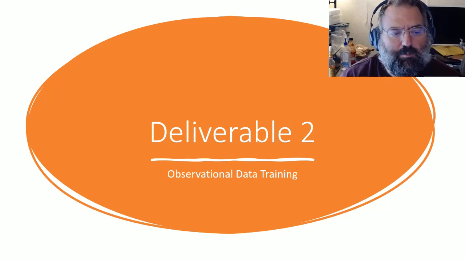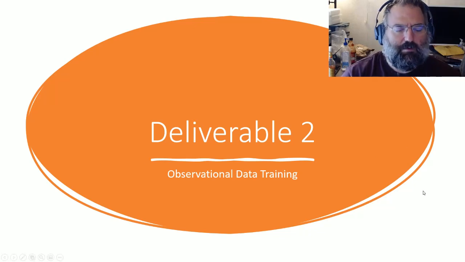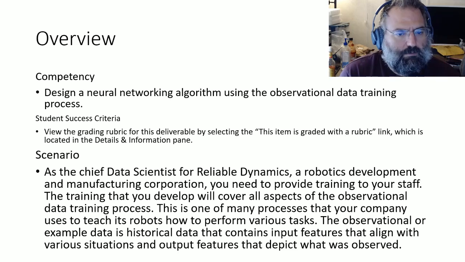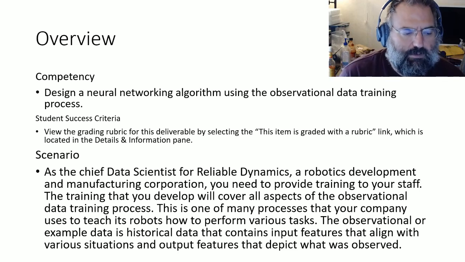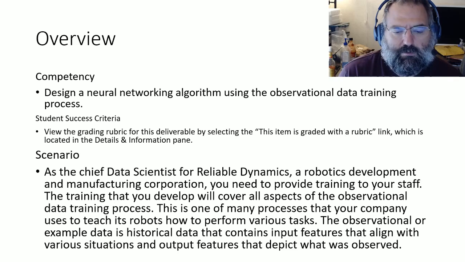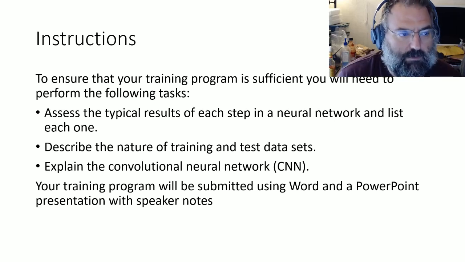So moving into deliverable 2, which is around this observational data training. As we discussed last time, you're tasked with creating some training materials so that you can instruct your staff on how to do training. So a bit of a circular sort of thing, but the basic idea is that you need to know how to do training properly so that your company can do it well for your tasks.